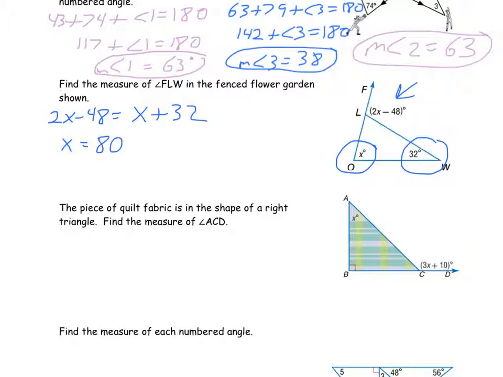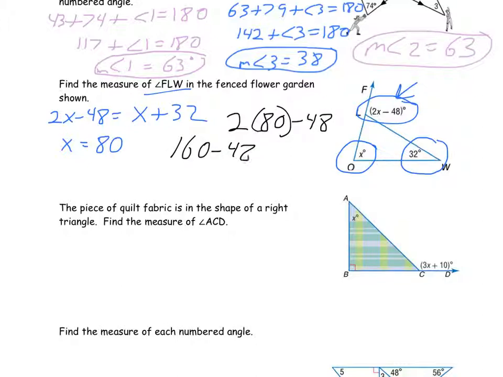Now remember, that's not my answer. They want the measure of FLW, which is that right there. So we're going to substitute that. 2 times x, which we found to be 80, minus 48. 160 minus 48, and the measure of angle FLW equals 112.